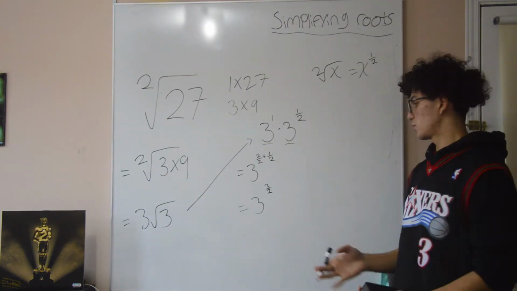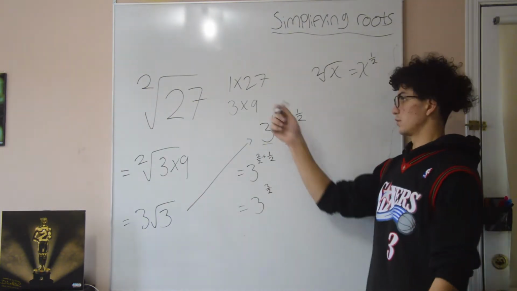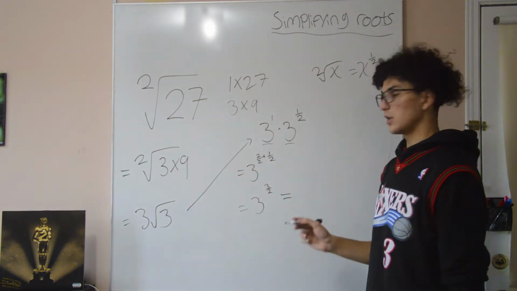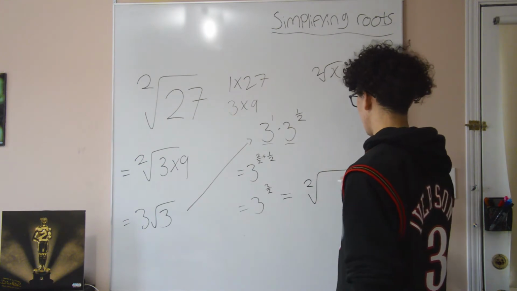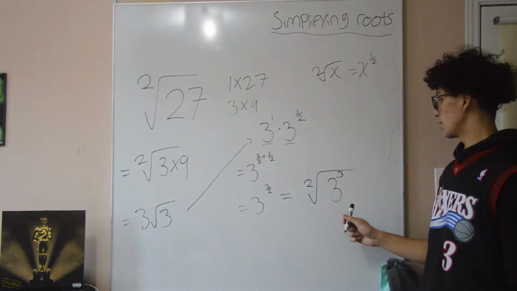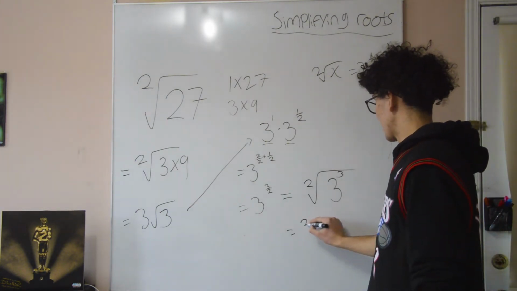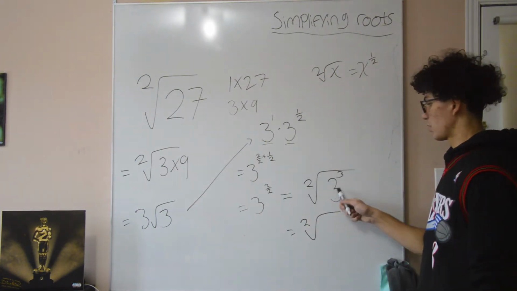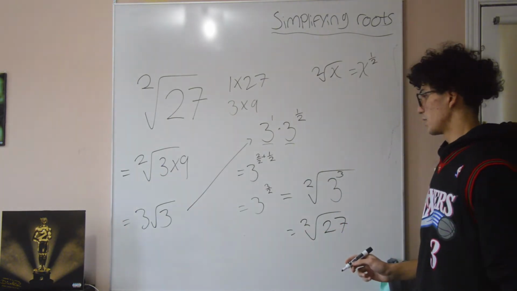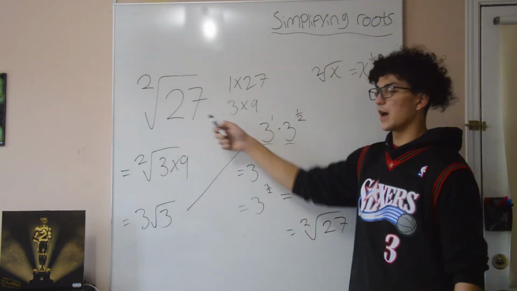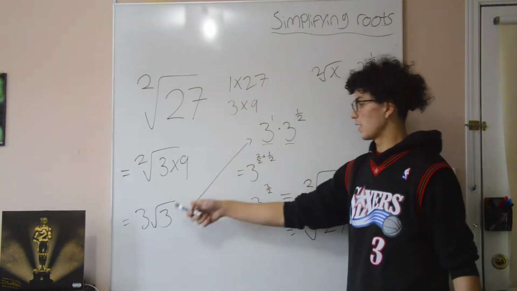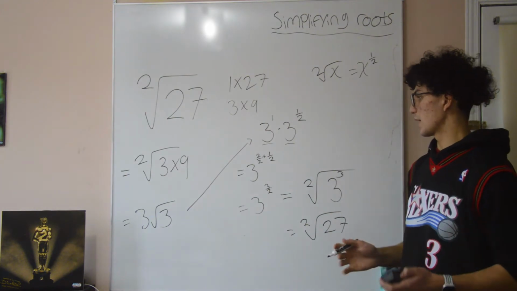Now, if you remember how to turn this into our radical form, the denominator becomes our root, and the numerator becomes our exponent on the inside, just like that. And if we simplify this, we get square root of 3 to the power of 3, which is 27. Notice how this and that are the exact same, and this and this are the exact same, so that and that are the exact same, just like that.